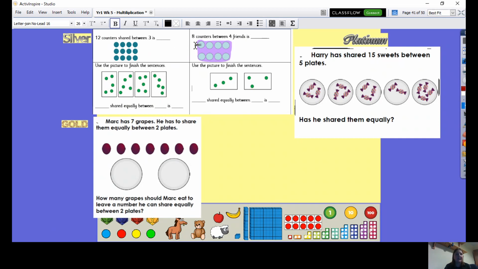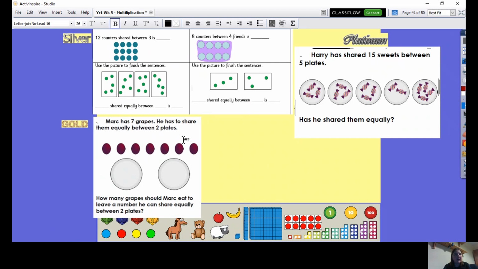Here you've got 8 counters, so again get 8 of something and share them between 4. You could get 4 teddies and share out whatever objects you've got 8 of. How many do they get each? Then this one is very similar to what we've just done. To work out that first number, remember you need to work out how many there are altogether, how many groups, and then how many in each group. The gold one's a little bit tricky, so have a little think about that.